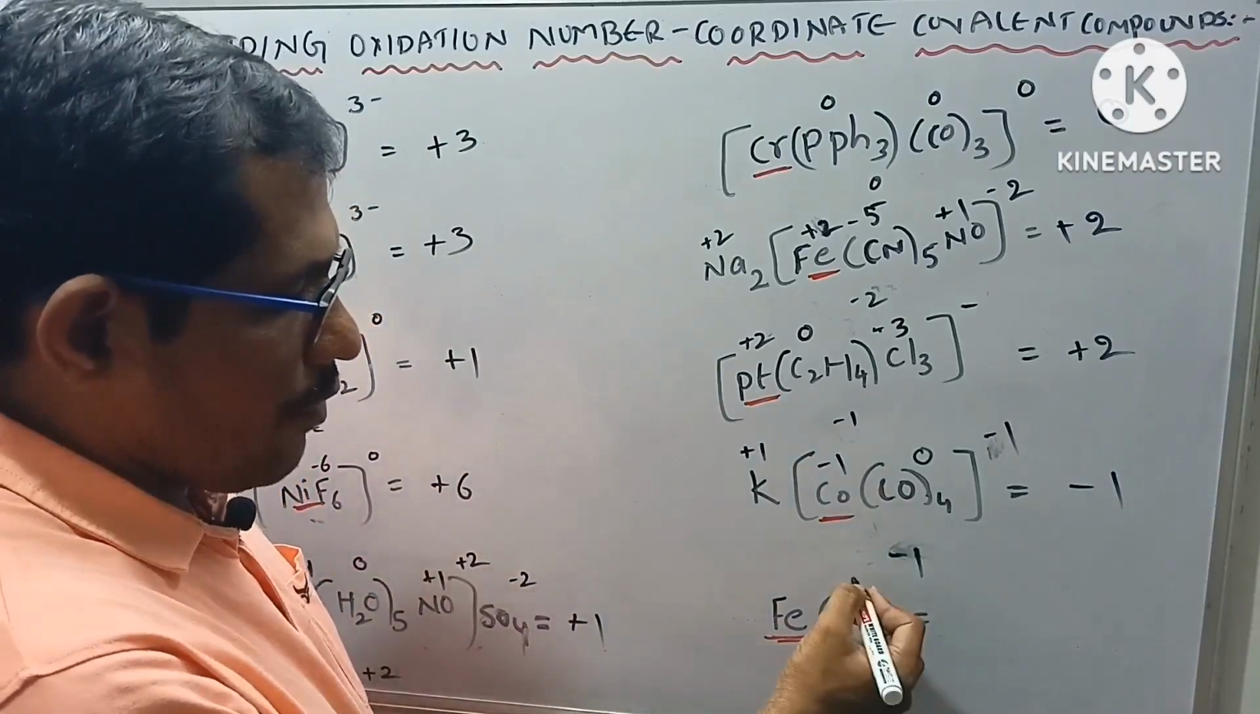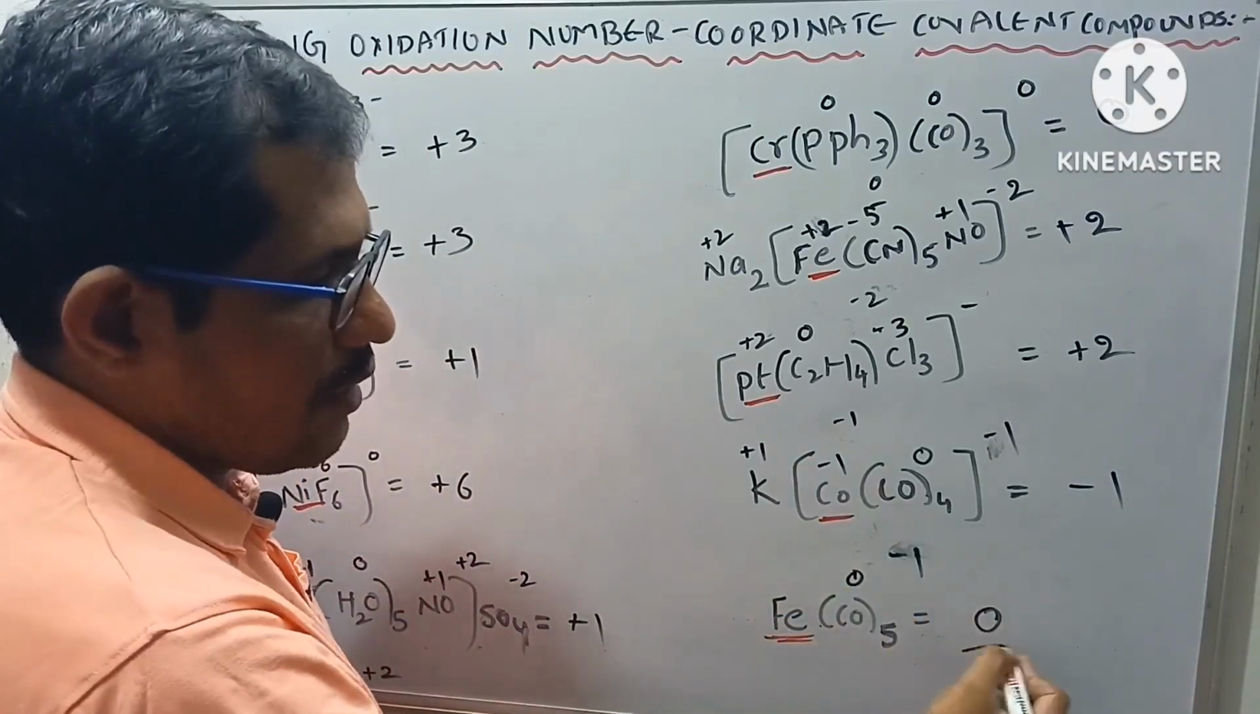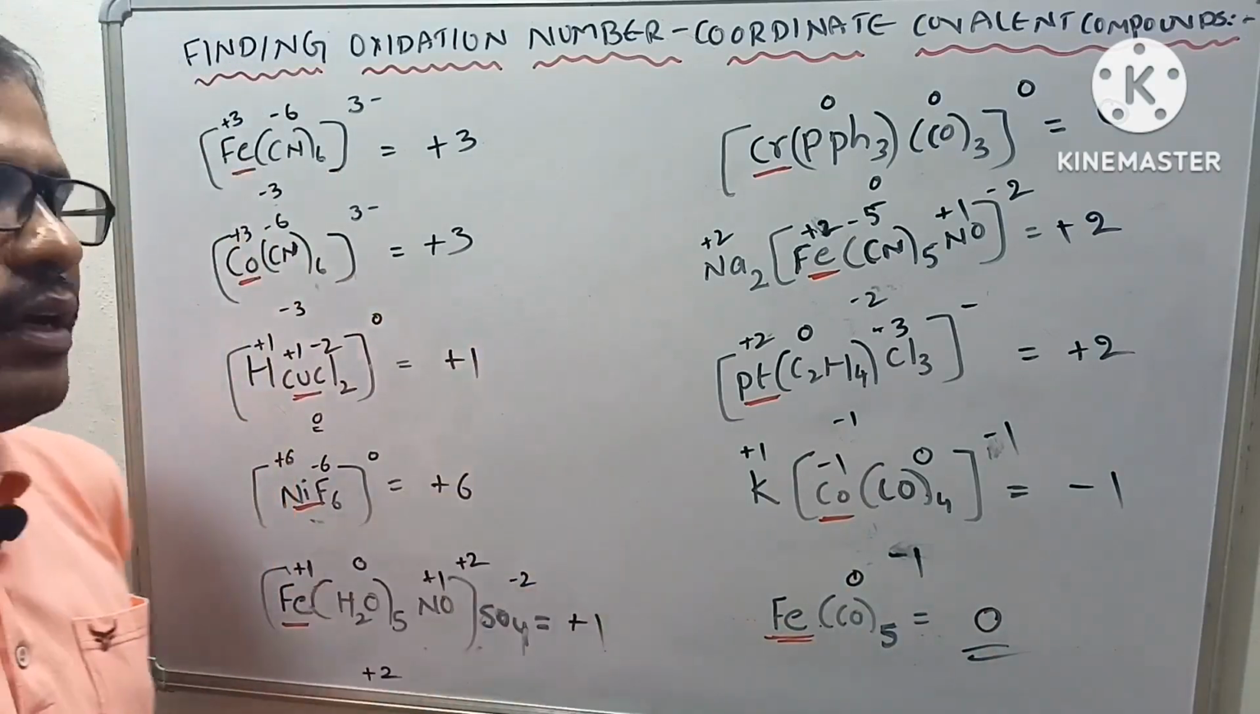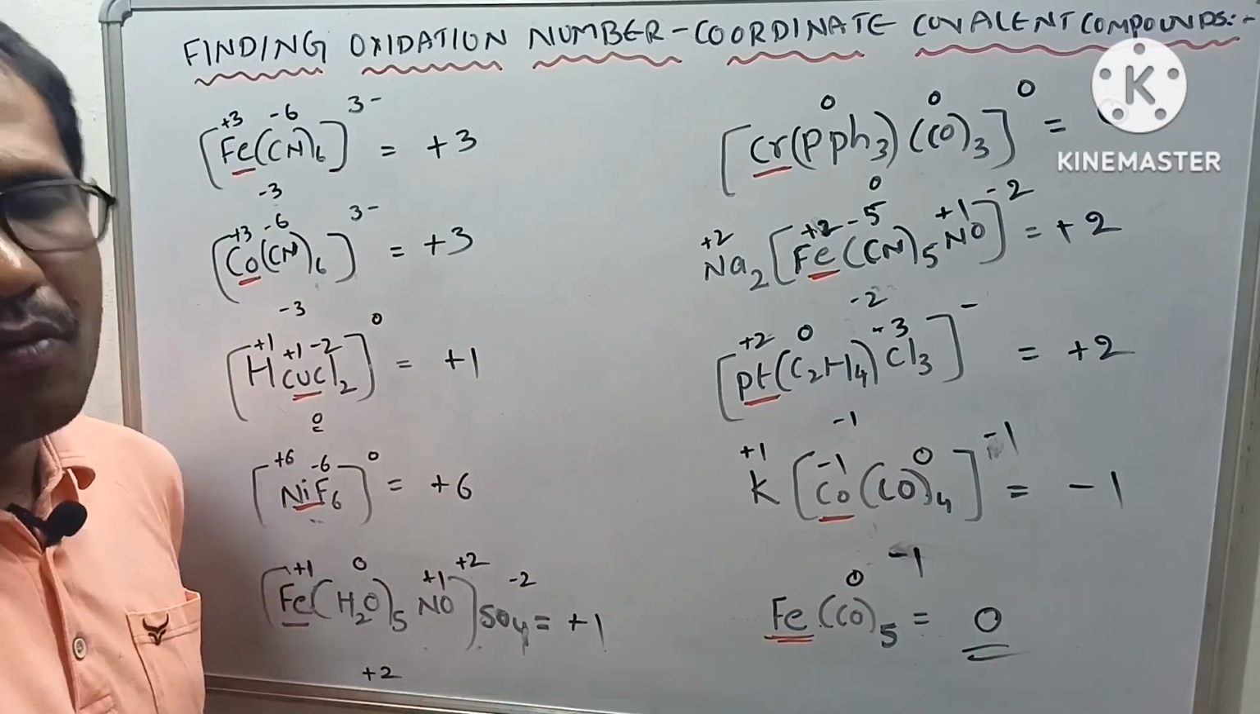If you take Fe(CO)5, CO is 0, so iron also will get 0 oxidation state. In such a way, you can calculate the oxidation state for coordination compounds.